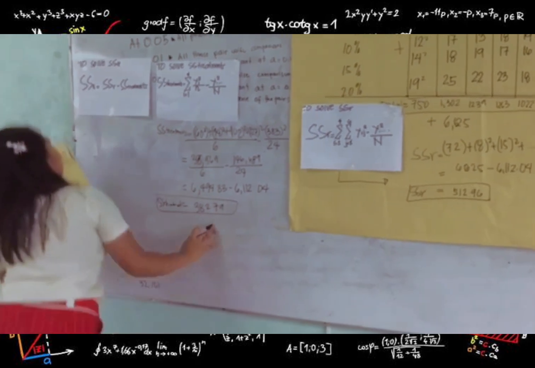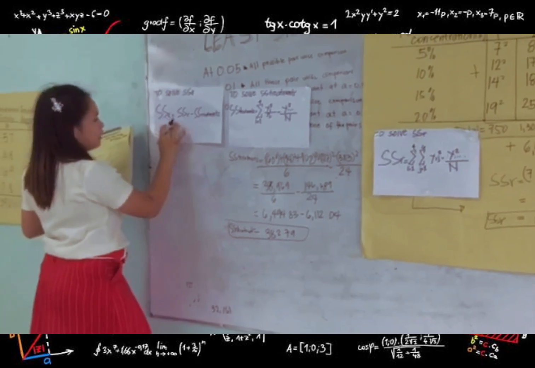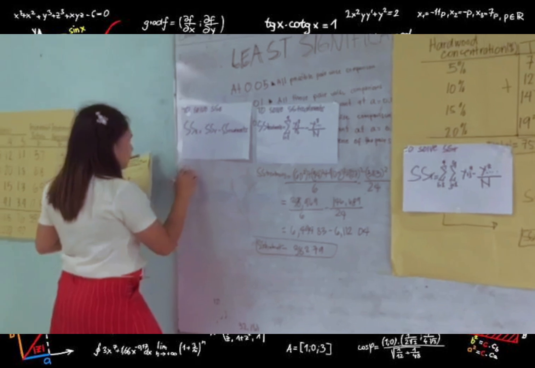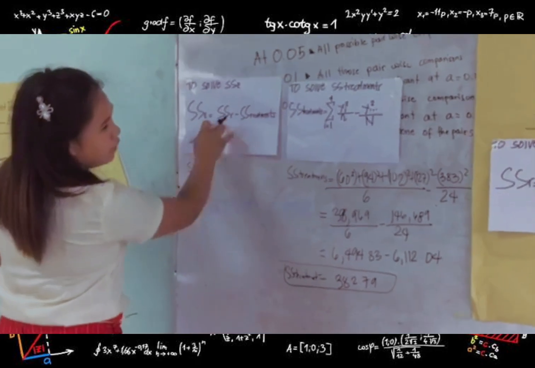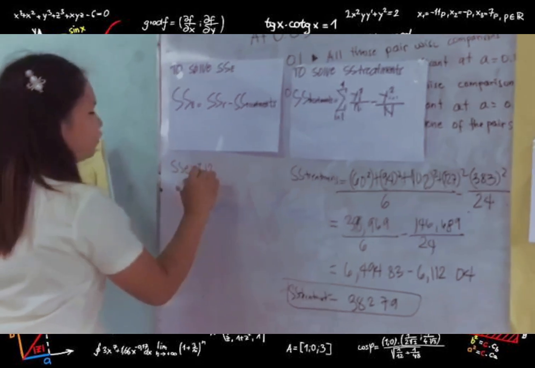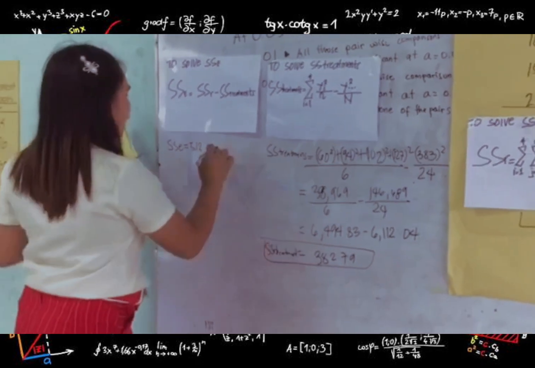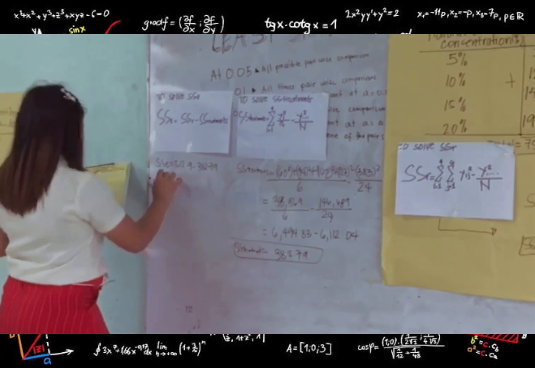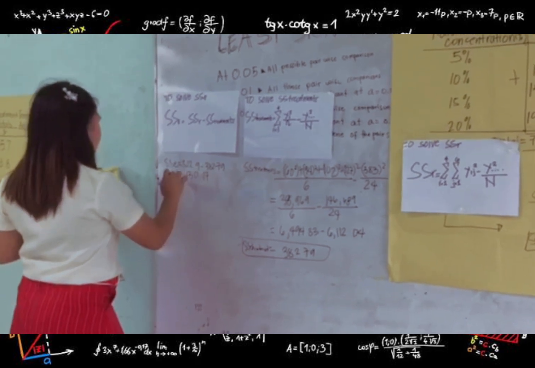Next, let us solve for the SSE. The formula is SSE equals SST minus SS treatments. SSE is equal to 512.96 minus 382.79, which equals 130.17.